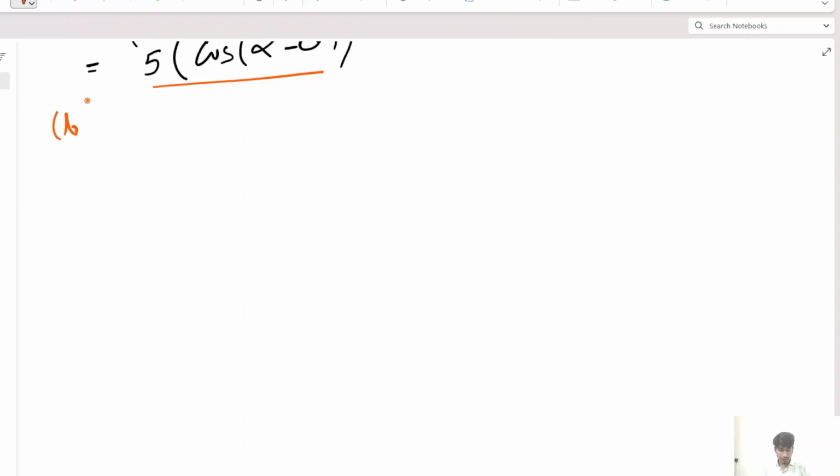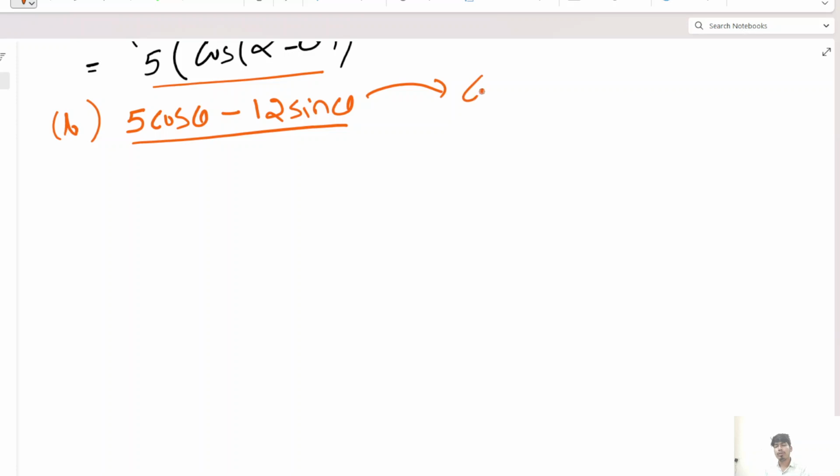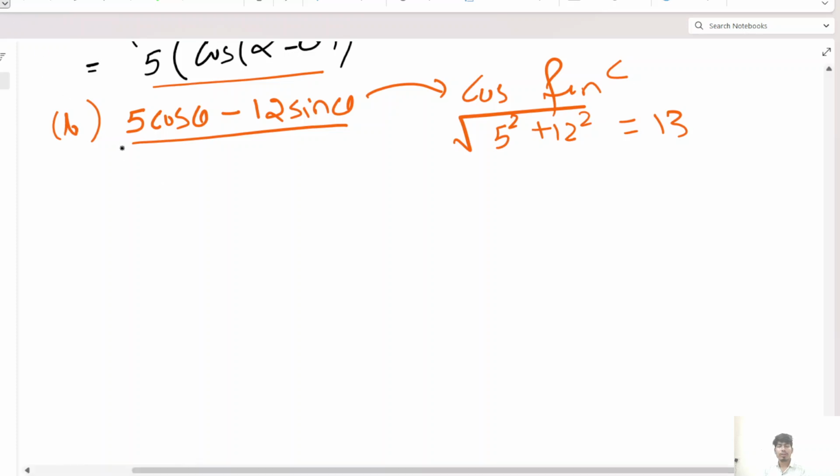Then what is our B part? 5 cos theta minus 12 sin theta. This is our function. We have to convert into a cos function only. Then similarly, multiply and divide by 13. Why 13? Because 5 square plus 12 square is 13. So multiply and divide by 13.